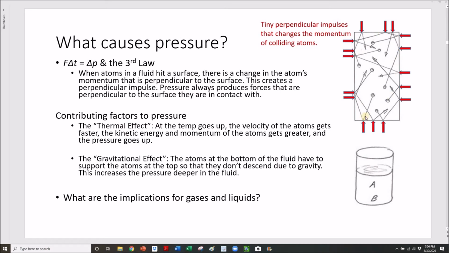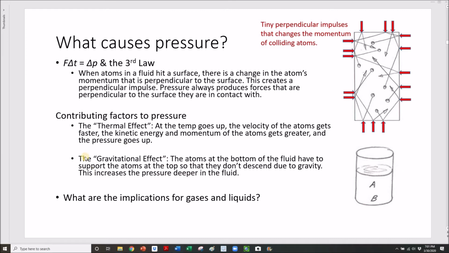Now we know it's these collisions that cause the pressure, but there are some contributing factors to this pressure. The first is the thermal effect. As the temperature goes up, the velocity of the atoms gets faster. That makes the kinetic energy and the momentum of the atoms get greater. This causes the pressure to go up. So in general, as the temperature goes up, the pressure in a fluid goes up. This is particularly true of a gas where the molecules can move freely.